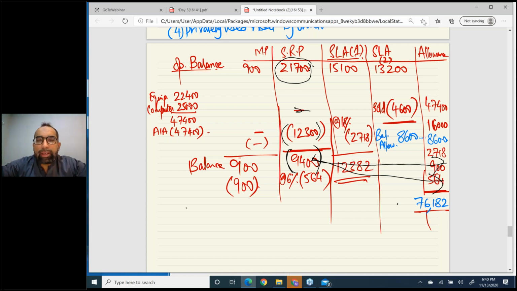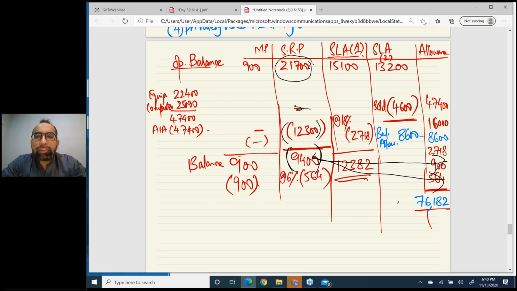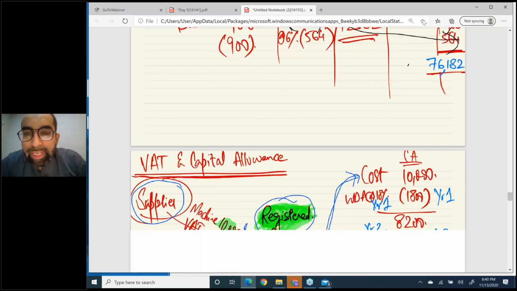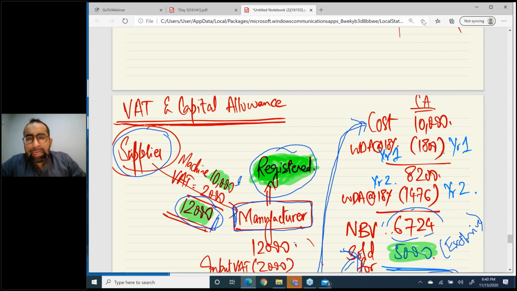Now, some final things which I want to tell you. First of all, now we have created a WhatsApp group. I have a few slides of differences between individual tax and corporation tax. This is a very dodgy area. There are some rules which are the same for individuals and companies, but there are things which are different for individuals and companies.